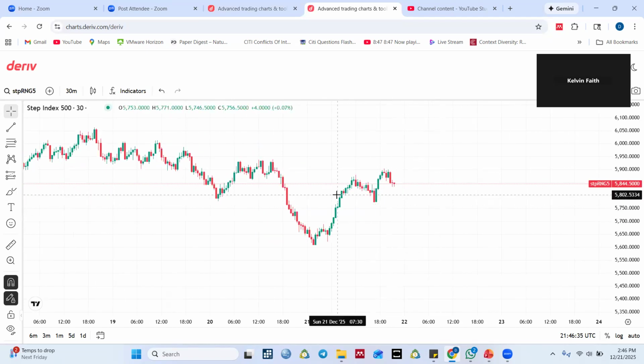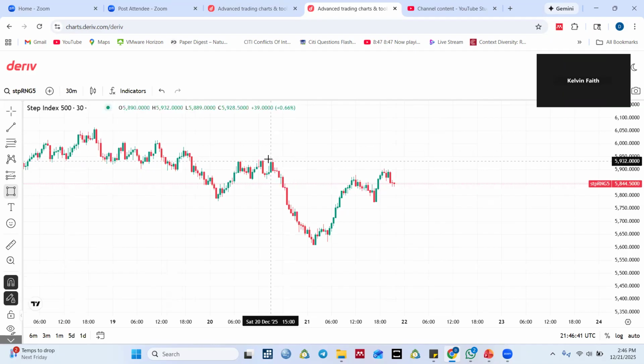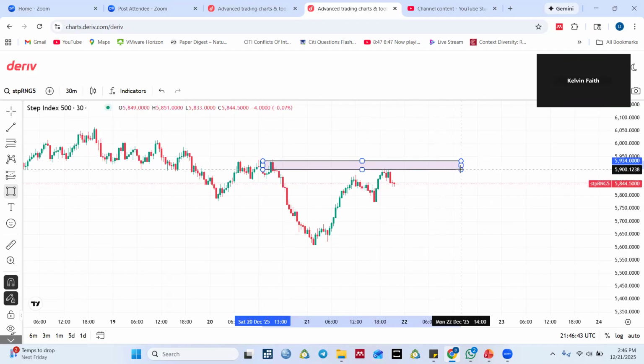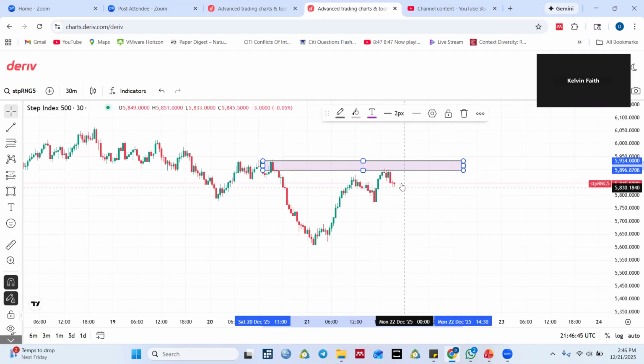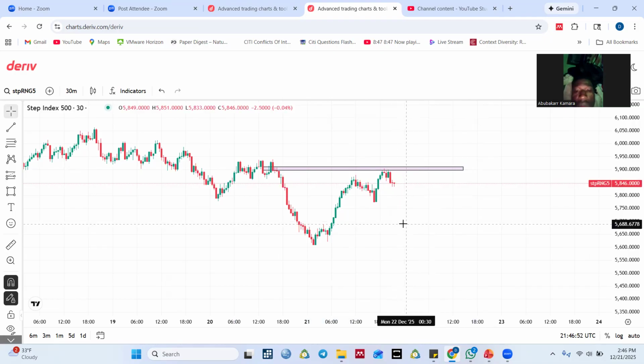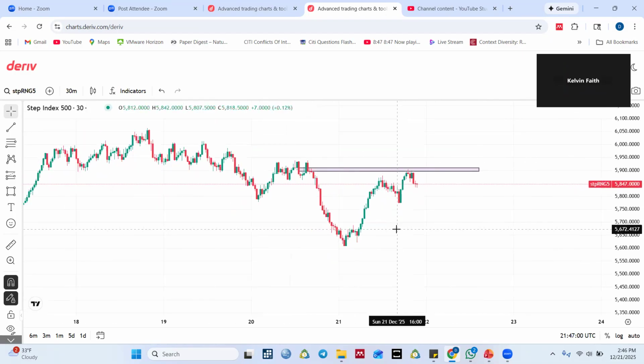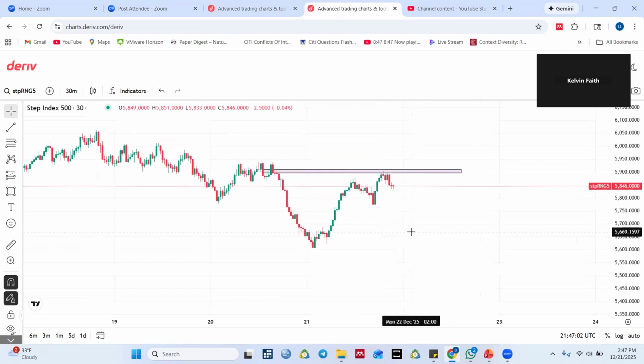So somebody asked about the updates on the Step 500. This is what is happening. The Step 500 is failing to go above this level as we analyzed in the first session. So if it stays like this, it's likely it will drop. And I don't have the money right now to enter the trade again, so I'll just be watching.